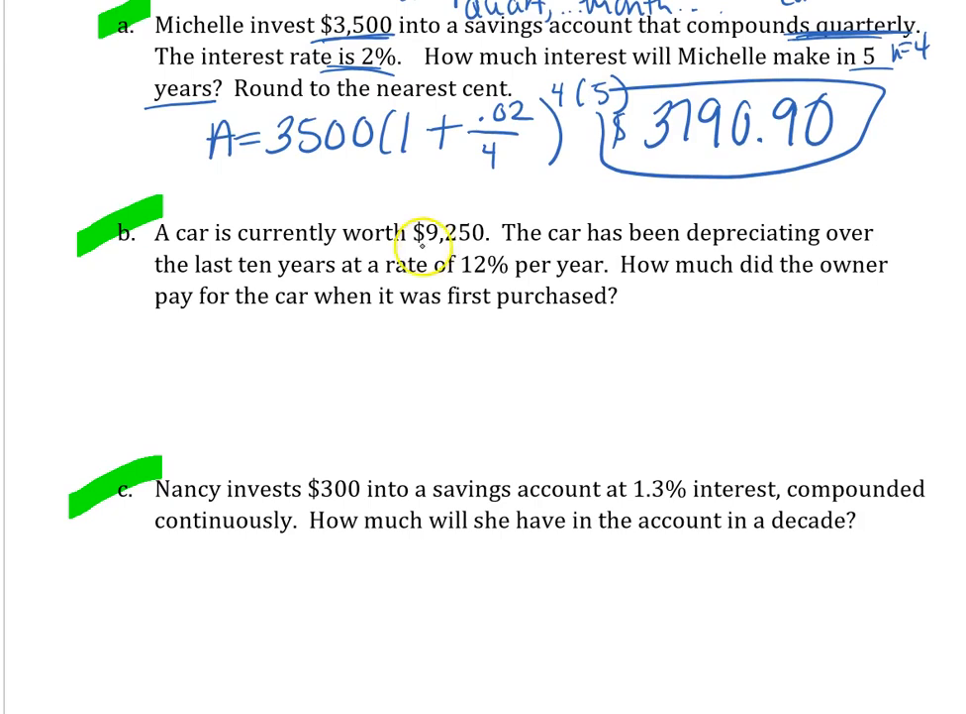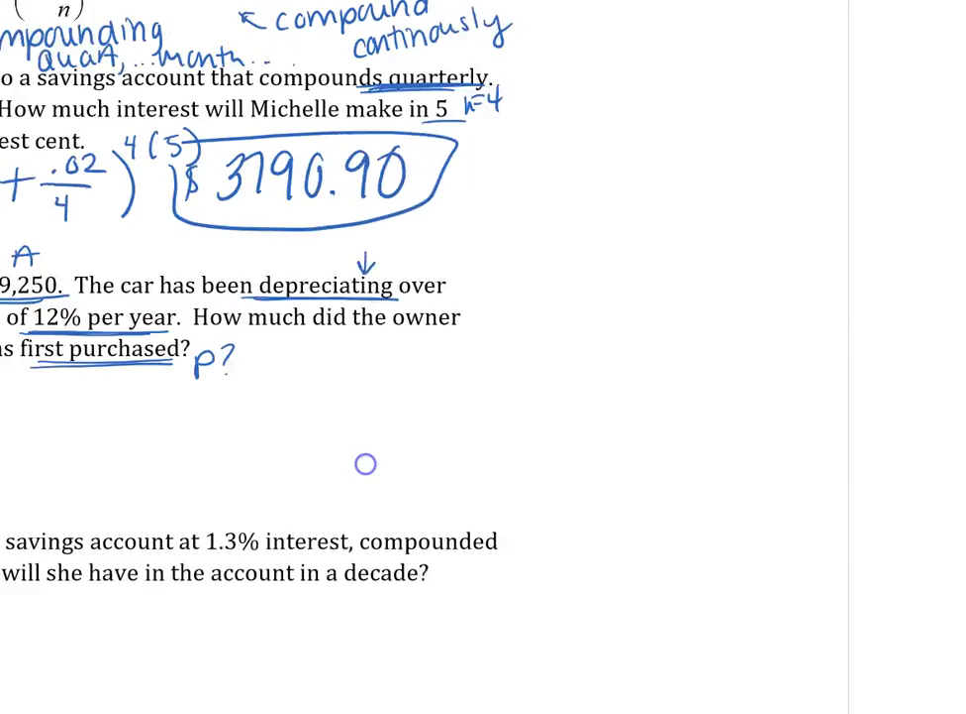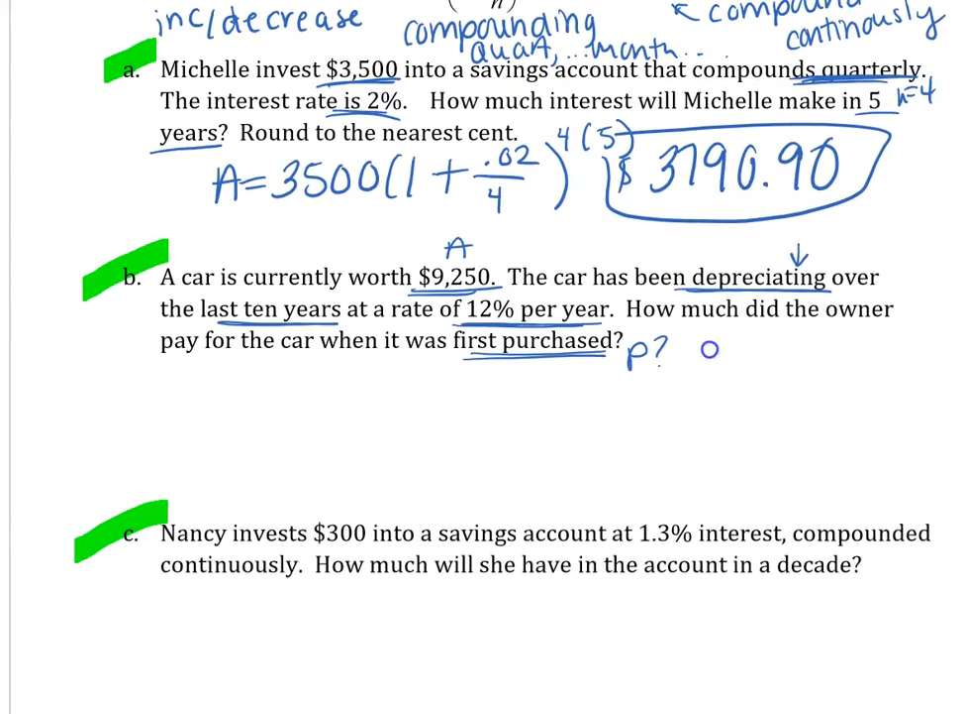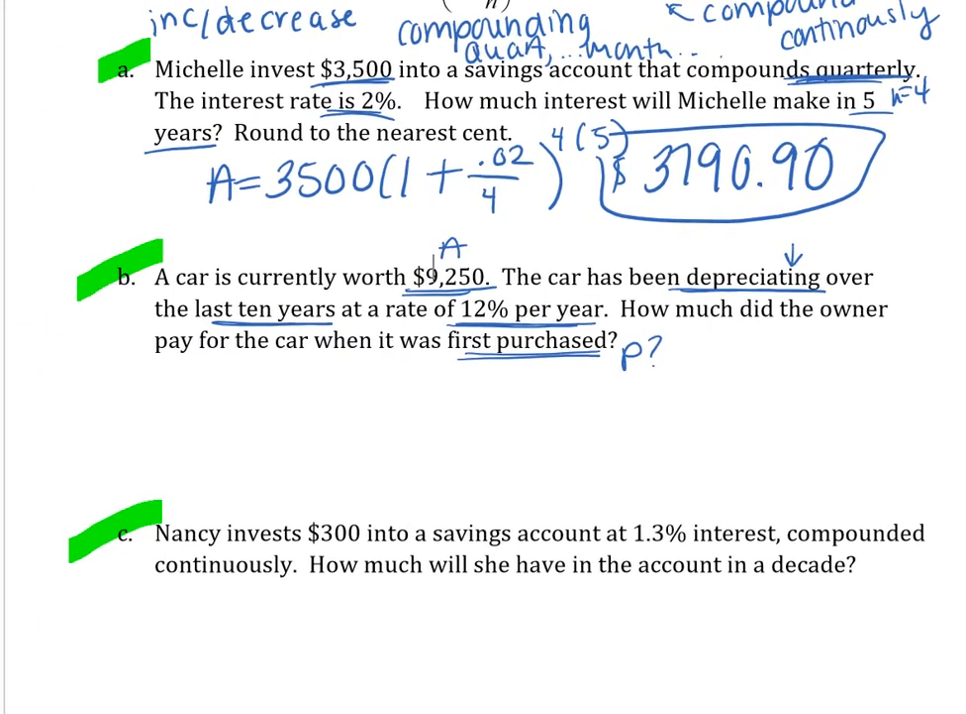A car is currently worth $9,250. The car has been depreciating, so it's going down, over the last 10 years at a rate of 12% per year. How much did the owner pay when it was first purchased? So it's asking, what's its principal value? What did it originally start at? This is what it's currently at. So this has nothing to do with compounding. It has to do with just a straight up decrease. So here's your formula.